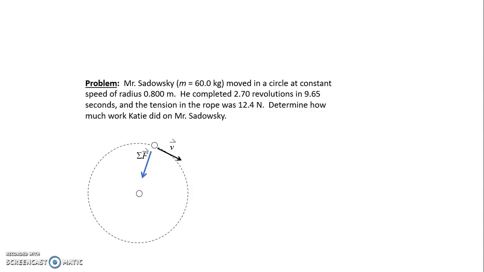Specifically, what kind of force was providing the centripetal force? Well, remember, there was a rope connecting me and Katie, and so it was a tension force that was pointing towards the center. But that's, of course, the same thing in this case as sigma F, because that was the only net external force. Now, I want to find how much work Katie was doing on me, and the work is being done by tension, a non-conservative force.